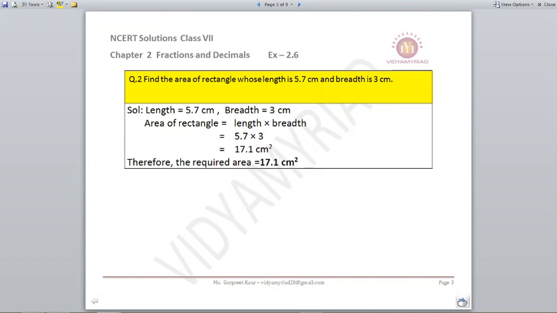5.7, only 1. So in 171, start looking from your right side and move towards your left side, count one place and put a decimal. So in that case the decimal will come between 7 and 1. Your answer comes to 17.1 centimeters square. Therefore, the required area is 17.1 centimeters square.